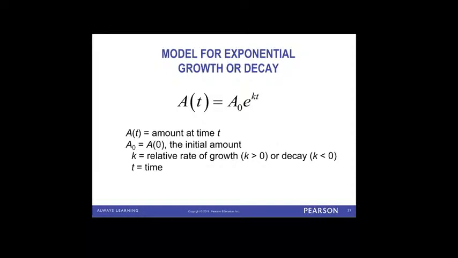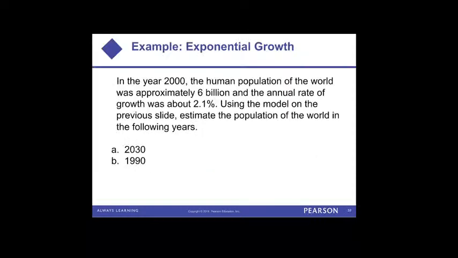In the year 2000, the human population of the world was approximately 6 billion people, and the annual rate of growth was about 2.1%. Using the model on the previous slide, estimate the population of the world in 2030 and in 1990. All right, so assuming exponential growth, can we take this information and model it with the exponential function?